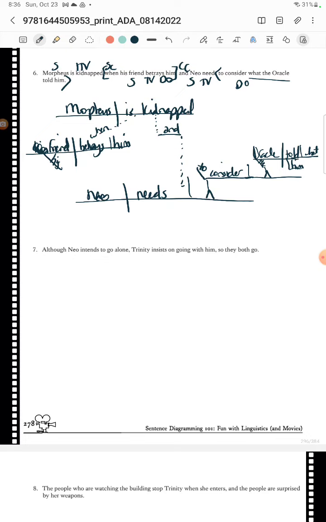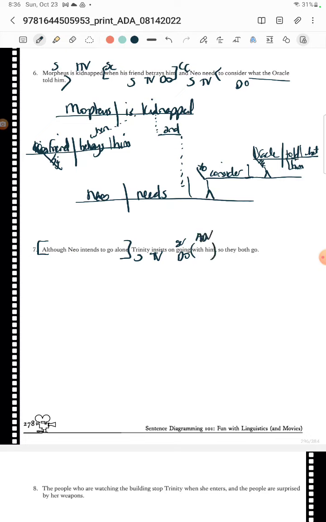Okay. Moving on to number 7, we have although Neo intends to go alone, so that's a dependent clause. Trinity insists on going. That feels like a phrasal, right? She insists on, and then insists on what? Insists on going. So going is going to be your direct object. Wow, brain freeze. Okay, so insists on, and then going, but going is also a gerund, which is what my brain was trying to frantically think of when it froze. Okay, and then she's going where with him, so adverbing.